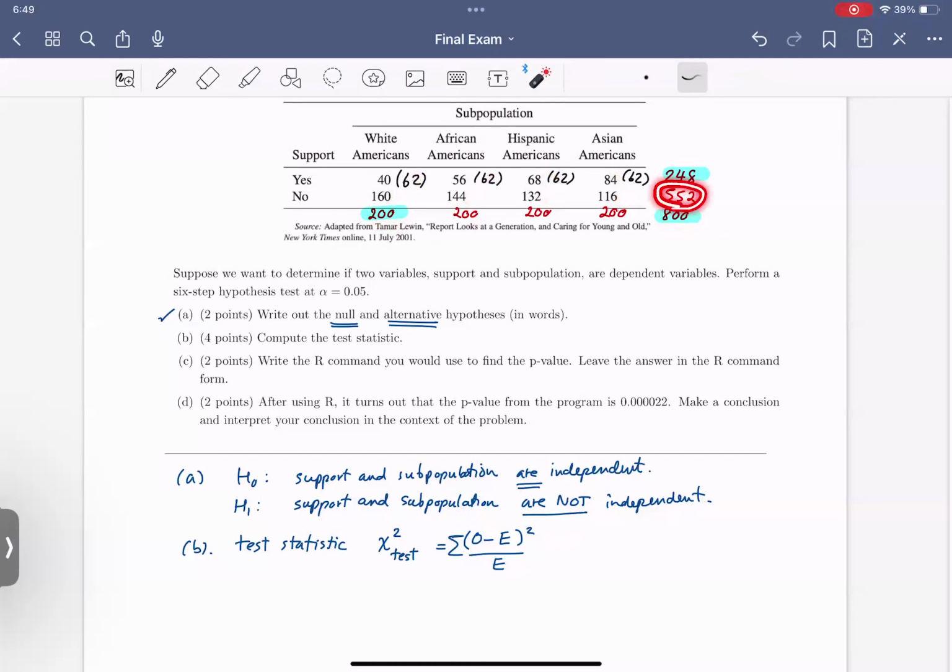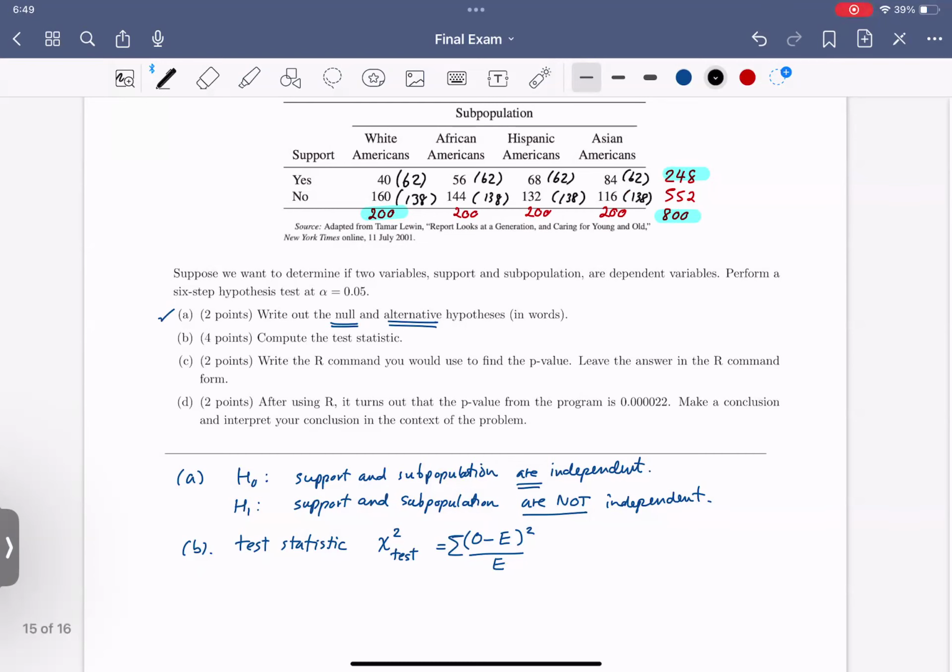Same thing with 552 here. You're going to multiply 200 over 800. So basically, you're going to have 552 over 4, which gives 138 for each value of Eij in the second row.